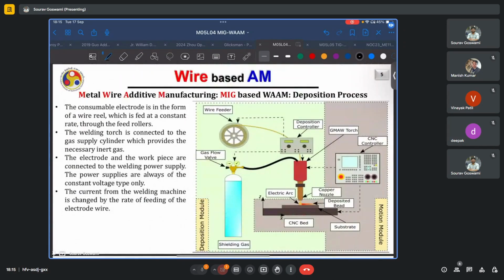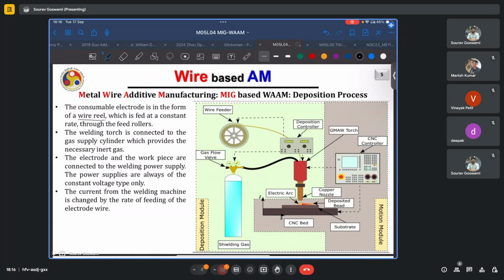Now, the consumable electrode, as we said, is in the form of a wire reel. Typically, it will be your welding wire, typically of 1.2 or 1 mm diameter. It is fed at a constant rate through the feed rollers, but this rate can, as we know, be controlled by us. And in the case of MIG-based processes, this rate of feeding of the wire is also closely correlated to the current which forms in the circuit. We'll also be looking at it further.